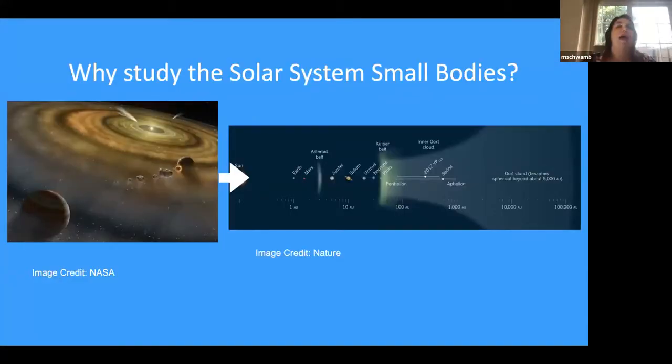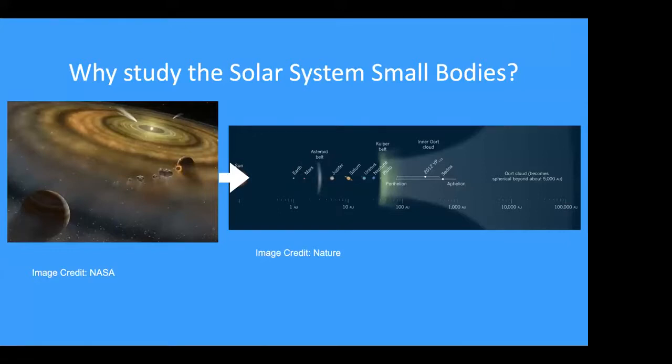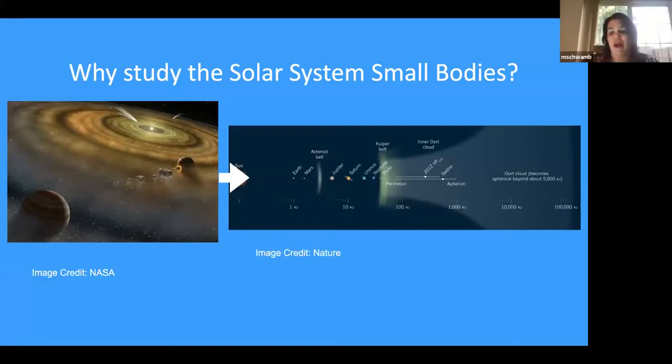So I want to take one step back and ask, why do we study solar system bodies in general? The reason we do this is because it tells us about how the solar system formed. Small bodies and planetesimals are the building blocks that formed our planets, and they're the remnants left over. My analogy is that the orbits of these objects and their properties are like the broken glass and fingerprints left over at a crime scene. It's how we piece together how the solar system formed and evolved.